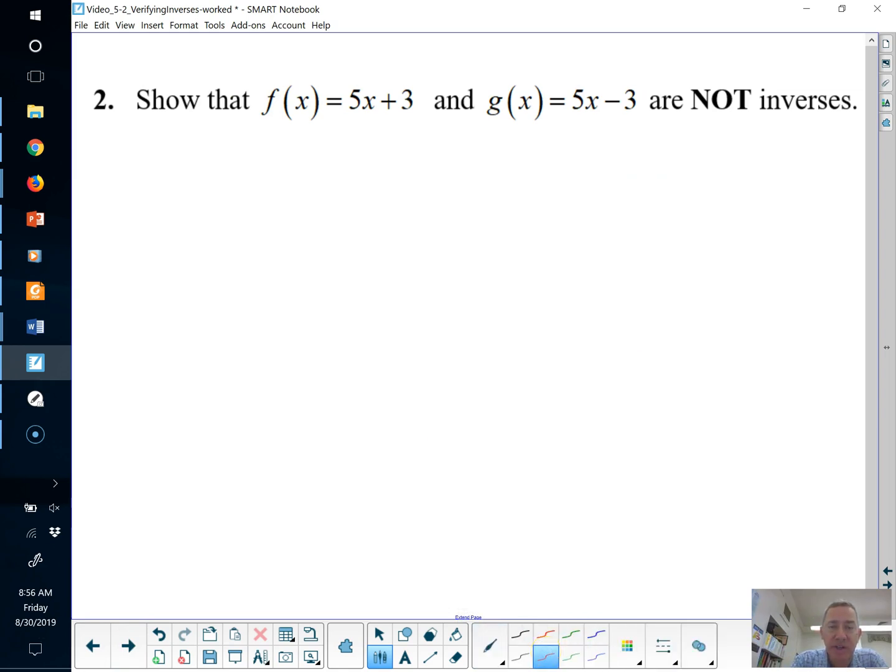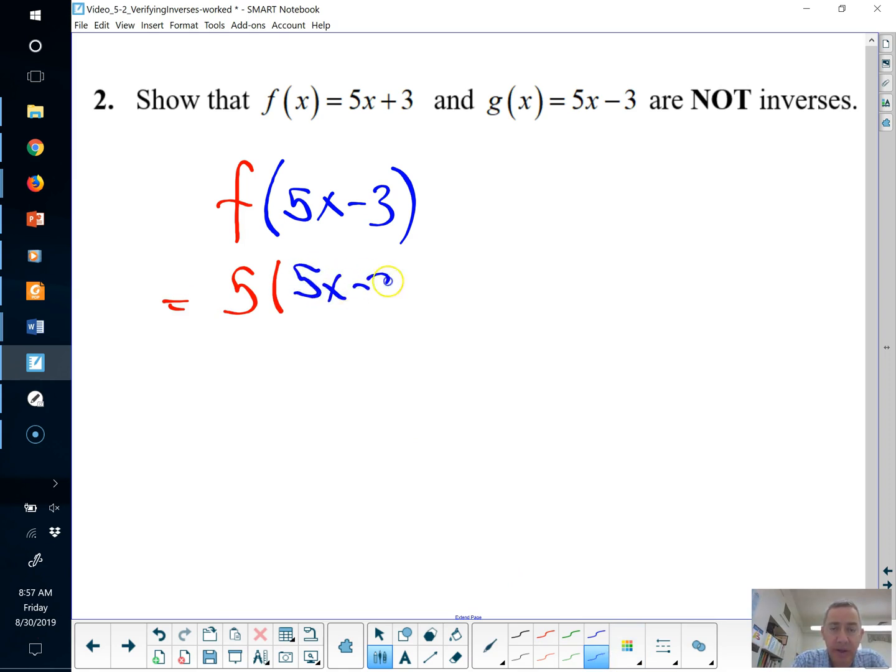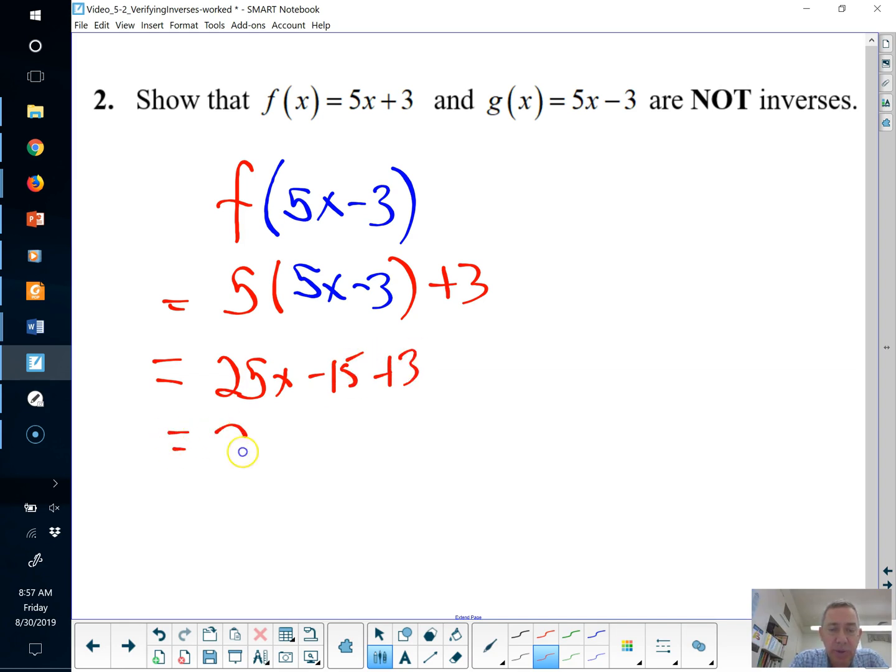What's f of g of x? f of g of x is going to be f of 5x minus 3, which is 5 times 5x minus 3 plus 3, which is 25x minus 15 plus 3, 25x minus 12. That certainly is not x.